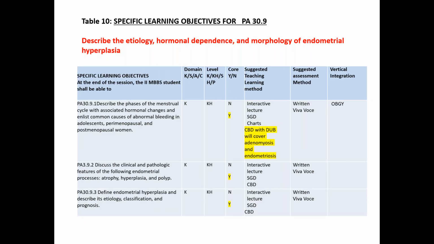The next one, the last competency: describe etiology, hormonal dependence, and morphology of endometrial hyperplasia. It is pretty surprising that this is kept as a non-core competency, but I think there should be a core competency. The SLO here will be describe the phases of the menstrual cycle and associated hormonal changes and enlist common causes of abnormal bleeding in adolescents, perimenopausal, and postmenopausal women. This is kind of the same, like it could be a case-based discussion for dysfunctional uterine bleeding, which will have covered endometrial hyperplasia.